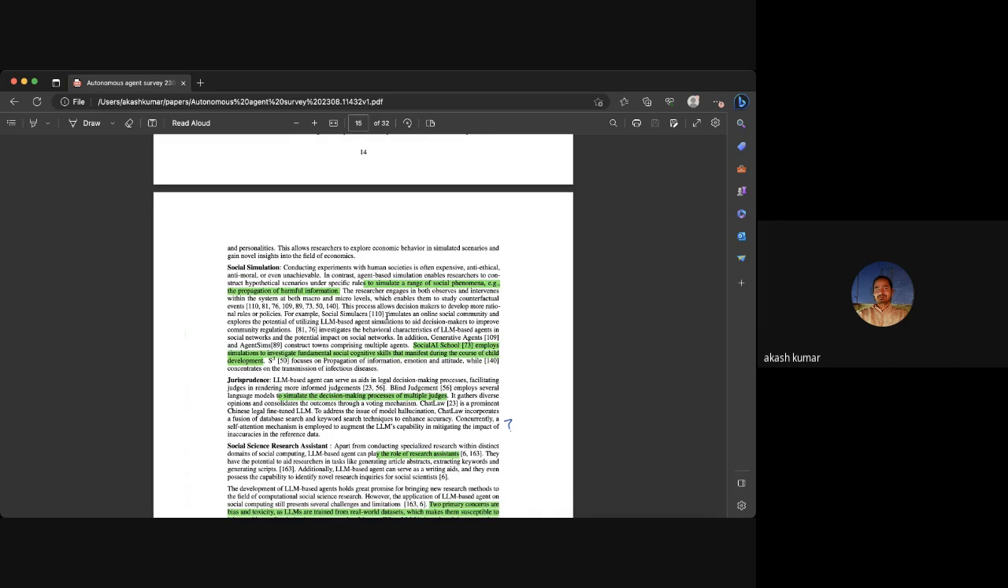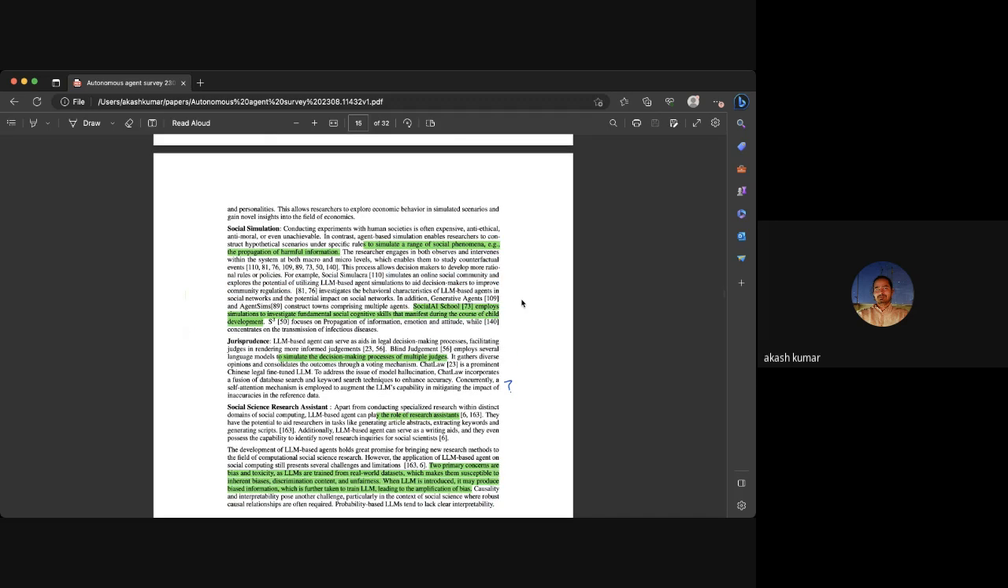Another example is a paper that simulates an online social community and explores the potential of utilizing LLM-based agent simulation to assist decision makers in improving community regulations. Now that you can experiment with these social simulations, it gives decision makers a better idea of what policy might work for their use case. And this was very interesting: Social AI School employs simulations to investigate fundamental social cognitive skills that manifest during the course of child development, using an LLM. So it was quite interesting.